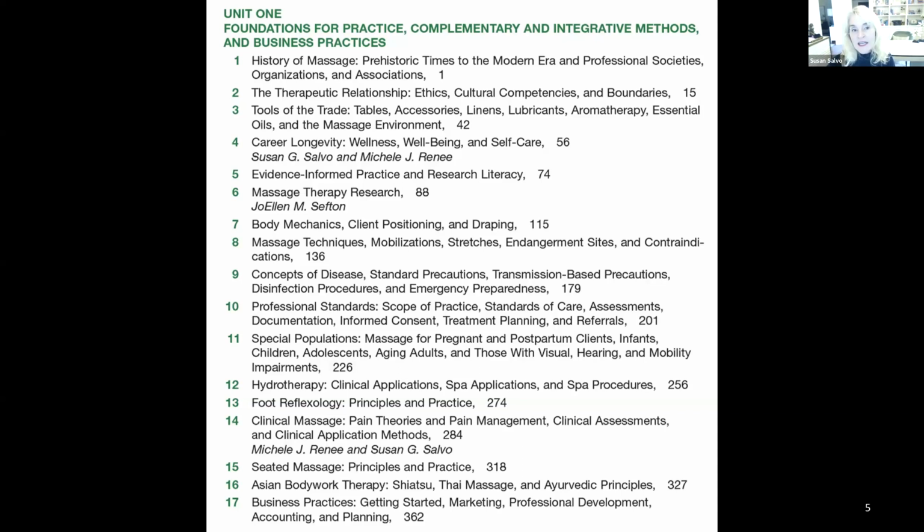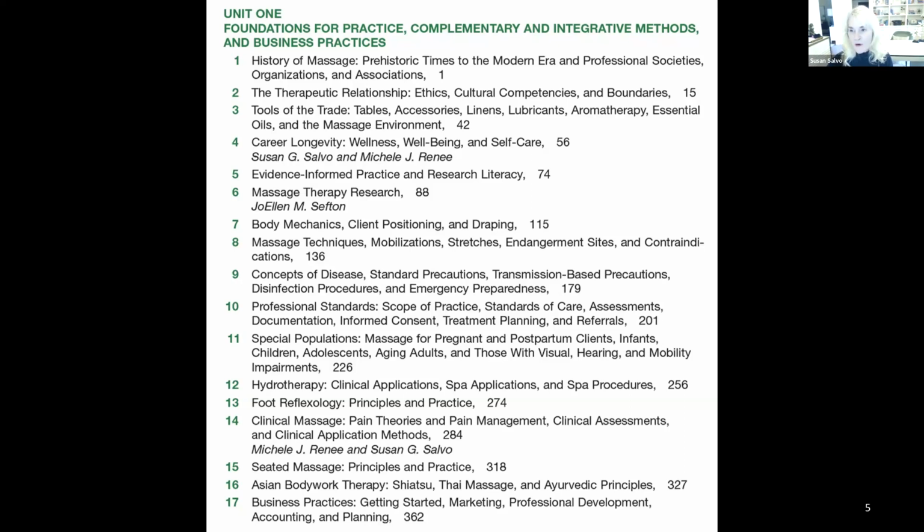So it goes from the history to therapeutic relationships. There's the cultural competencies, tools of the trade, career longevity. Again, self-care really is talked about in this profession in the context of career longevity and injury prevention. So I'll go into that using an evidence-based approach. And notice too, Michelle Renee. So I pulled in another professional. Michelle is a massage therapist, but she's also a professor and a chiropractor. And so I wanted her voice to really come through, and she did a great job with this chapter.